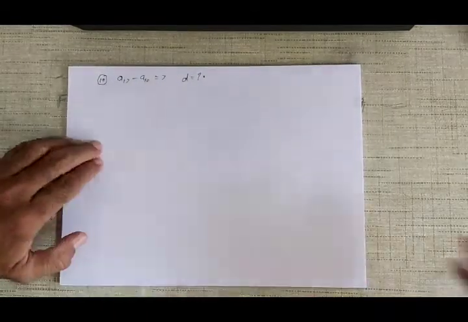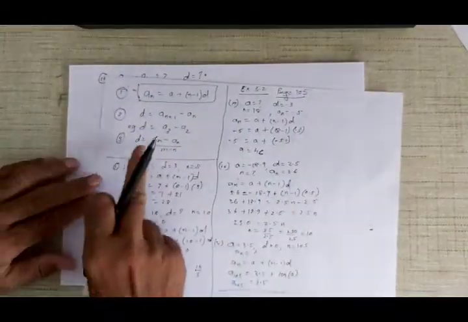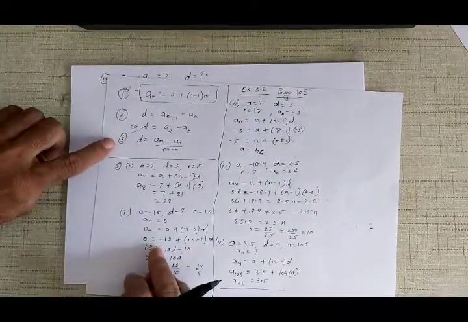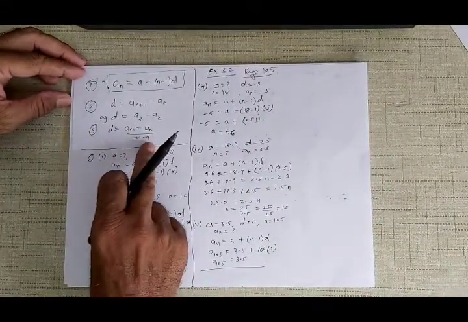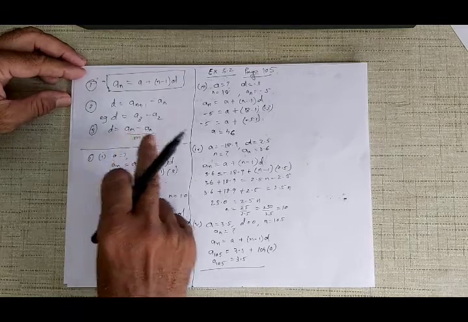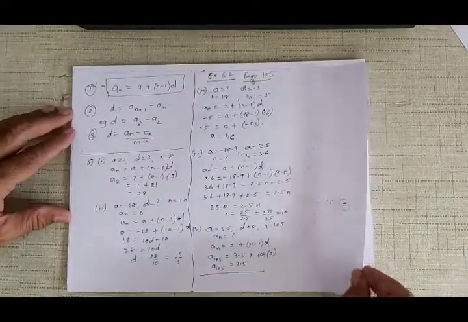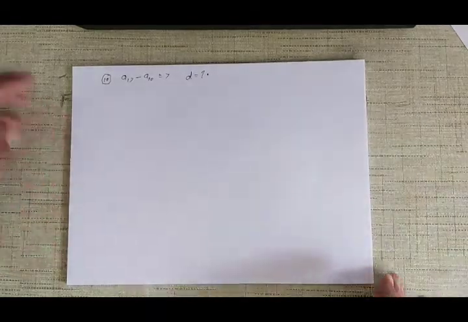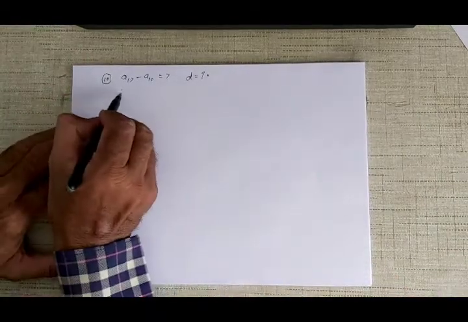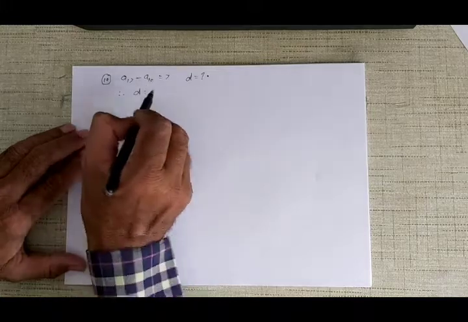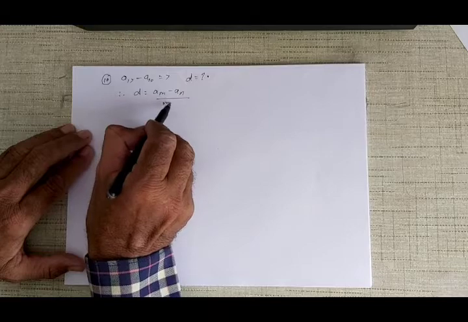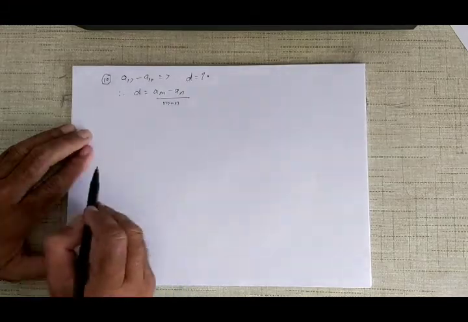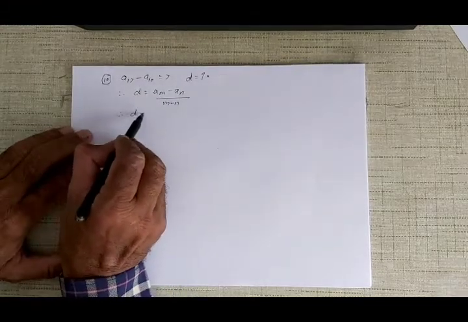Now I had said in the starting, remember I gave you in the starting, this is the first page, I had given 2 formulas for D. Look at the third one. See this formula, A of m minus A of n upon m minus n, where m is the mth term and n is the nth term. That same formula we are going to apply here. Therefore D is equal to A of m minus A of n upon m minus n. We only have to find D.